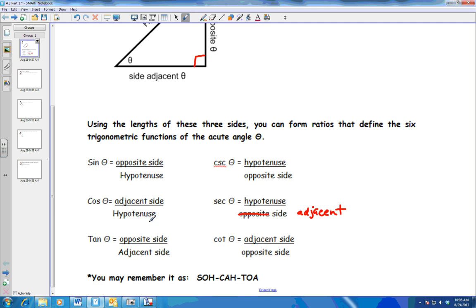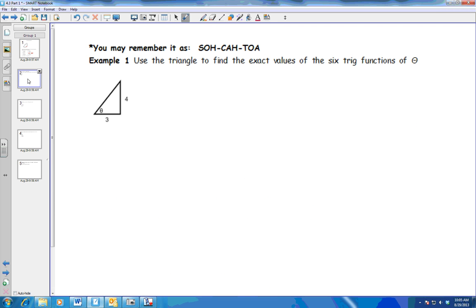Okay, so we are going to do an example of using a special right triangle. All right, so this one says, use the triangle to find the exact values of the 6 trig functions of theta. So when I'm given an angle, here's my angle, I need to make sure I have all 3 sides. In this case, I don't, and I should have noted that there's my right angle. So if this is a 3, this is 4, we can use the Pythagorean theorem to find that missing side.